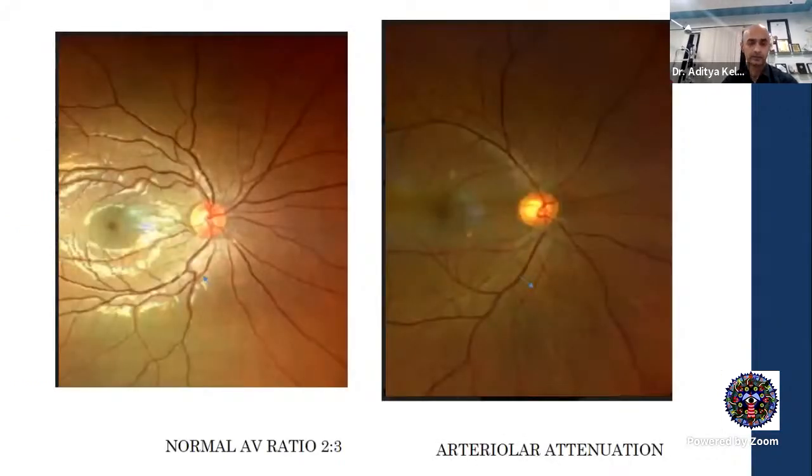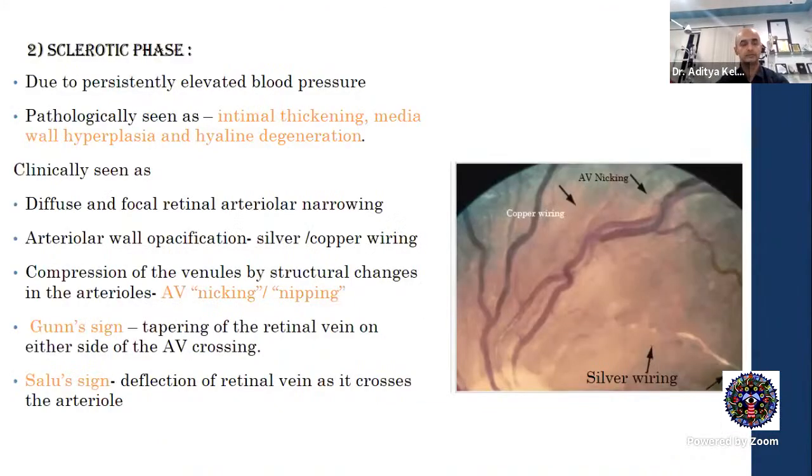So here on the left hand side, you can see a young person who's normotensive, and you can see the AV ratio is 2:3. Whereas the picture on your right is a patient who is 60 years old and he's hypertensive, and you can see the arteriolar narrowing very clearly. When you compare it with the picture on your left, you can easily make out that there is significant arteriolar narrowing seen in the picture.